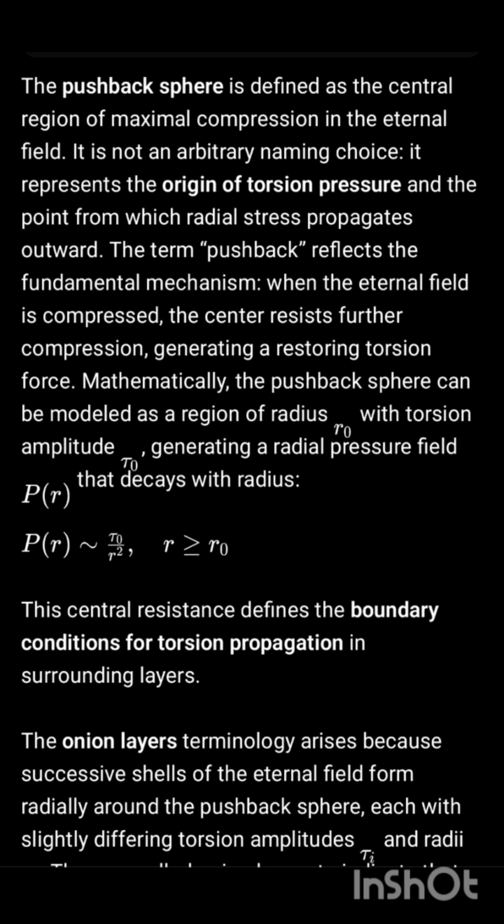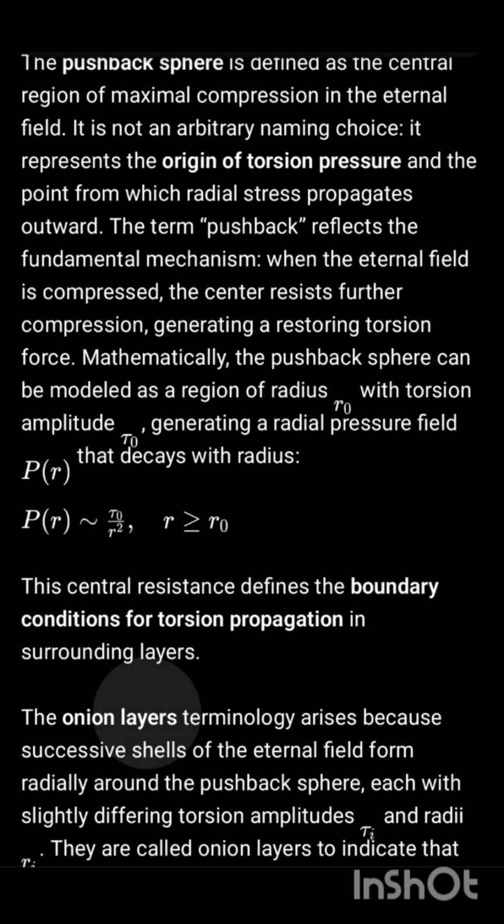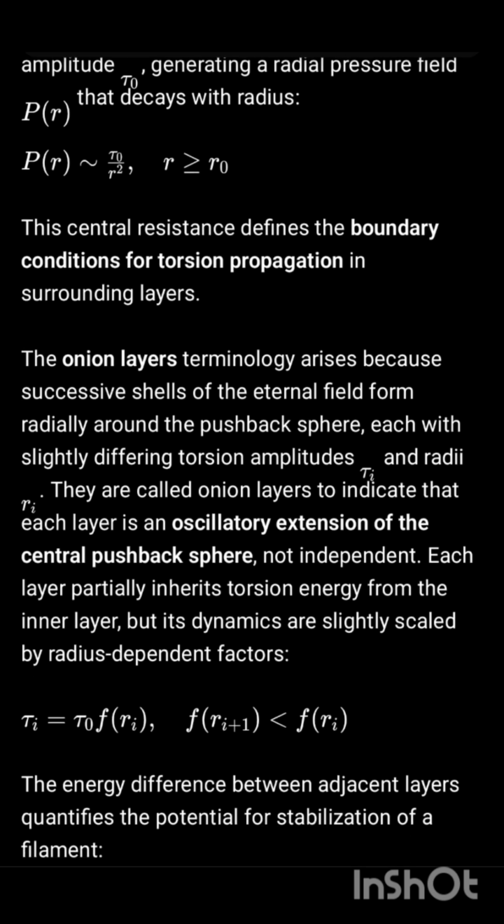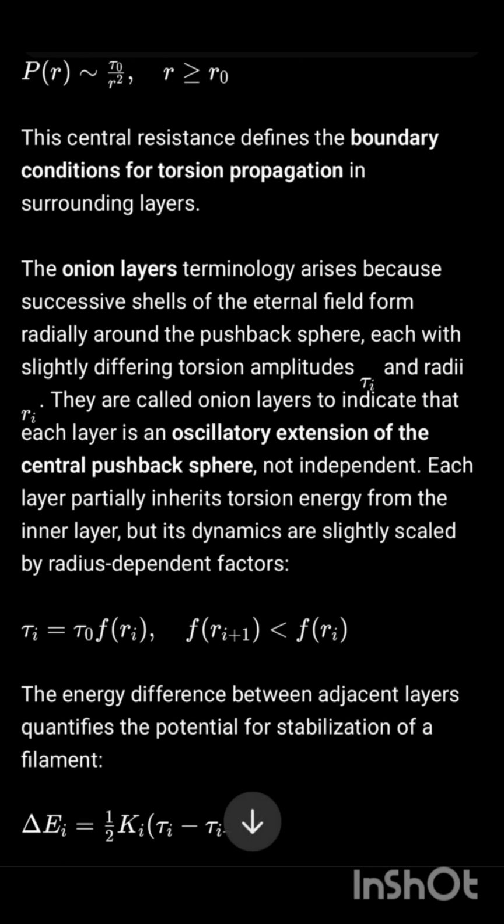Mathematically, the pushback sphere can be modeled as a region of radius r0, with torsion amplitude tau_0, generating a radial pressure field, P_R, that decays with radius. P_R ~ tau_0 / r squared, for r > r0. This central resistance defines the boundary conditions for torsion propagation in surrounding layers.